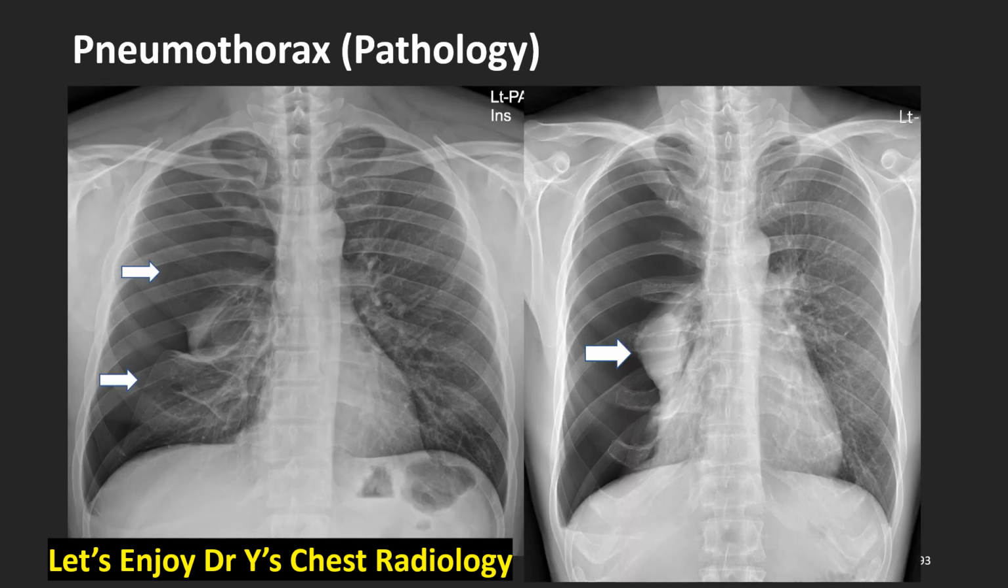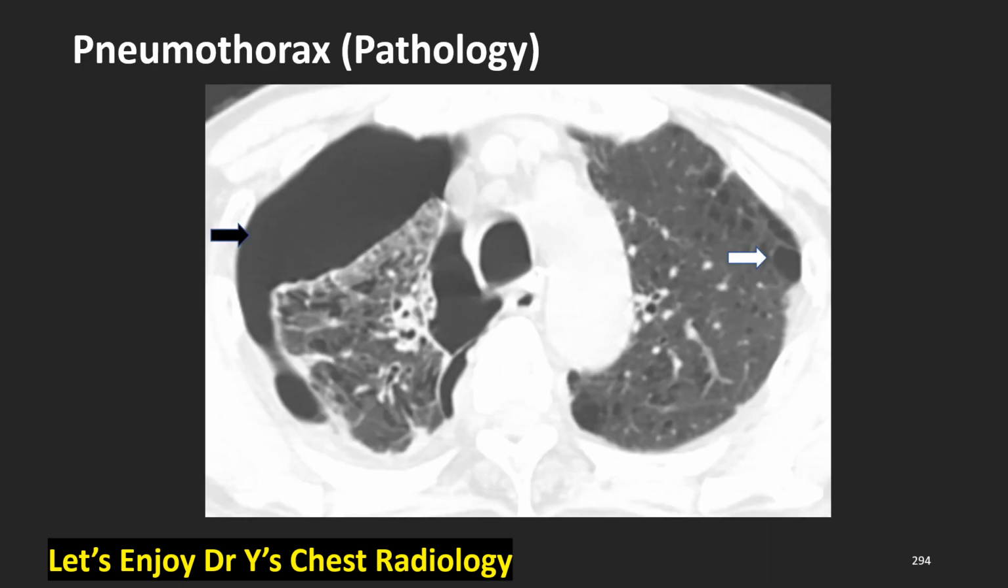Pneumothorax pathology. Arrows indicate right lung pneumothorax, showing us visceral pleura of the collapsed lung. Left film is inspiration film and right film is expiration film. Pneumothorax pathology. Black arrow indicates right pneumothorax and white arrow indicates emphysema on left upper lobe.